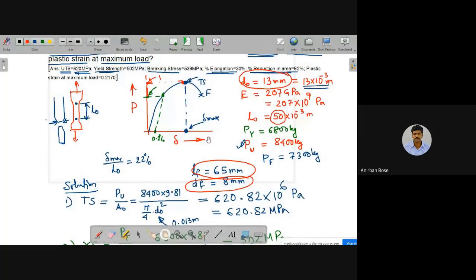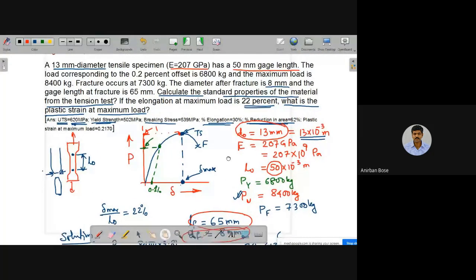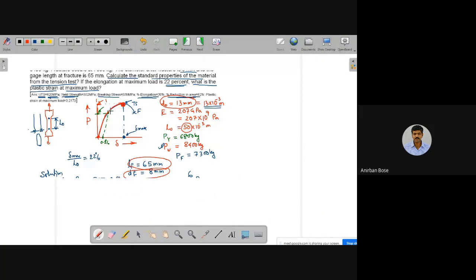Then there is another part in the problem, and that part is that you have 2 parts. One part is elastic, maybe up to the yield point we can consider it is elastic, and after that there is a permanent deformation.